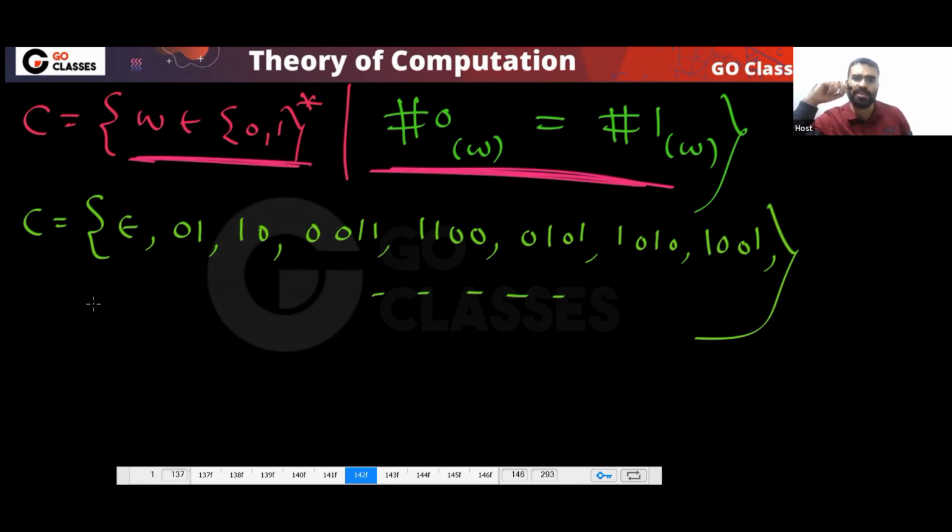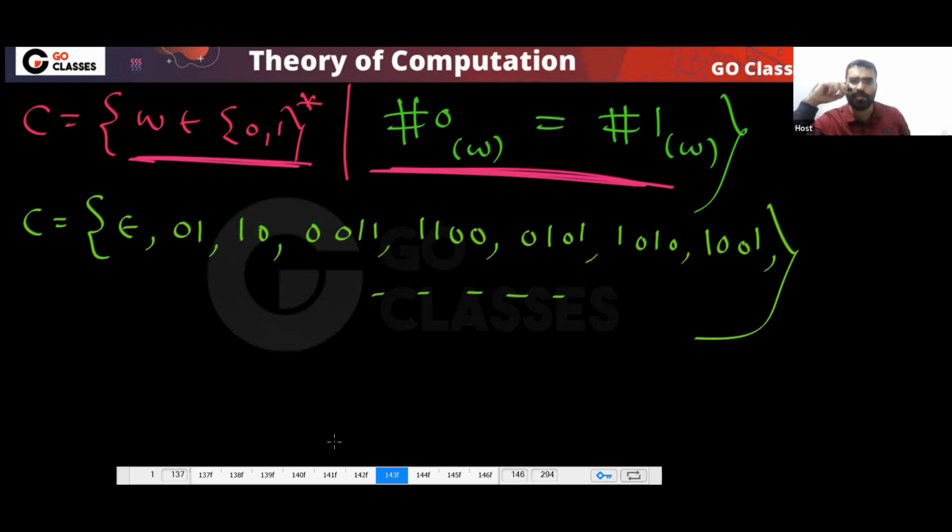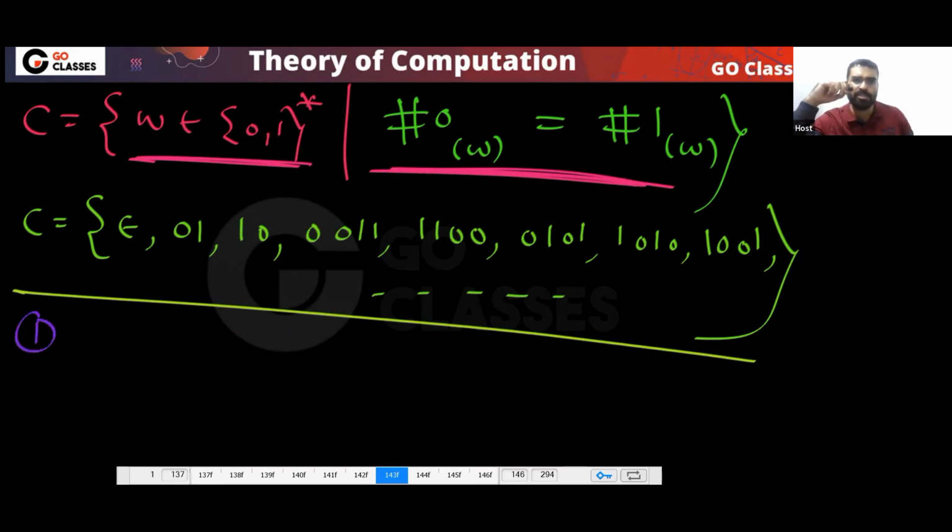Okay, now prove that this is non-regular. Let's prove it is non-regular. So how to prove this? The same template, exactly the same template I am going to use. What is the first step in this template? The first step is: assume C is regular.